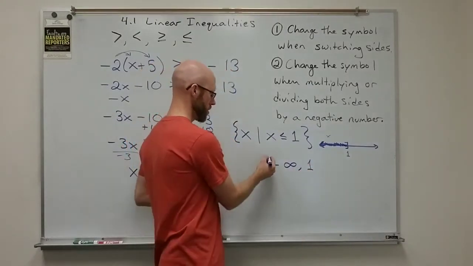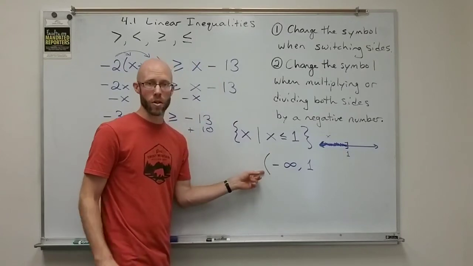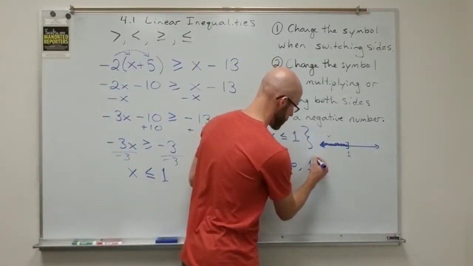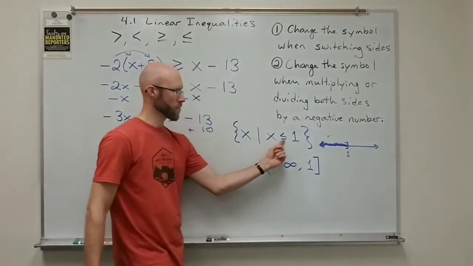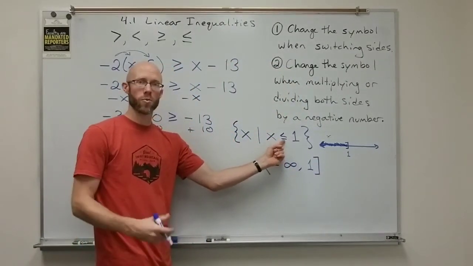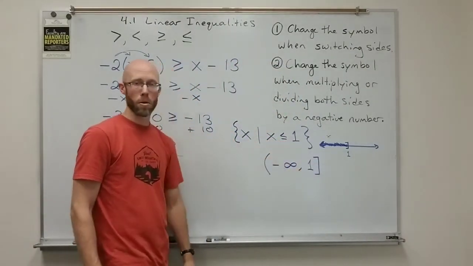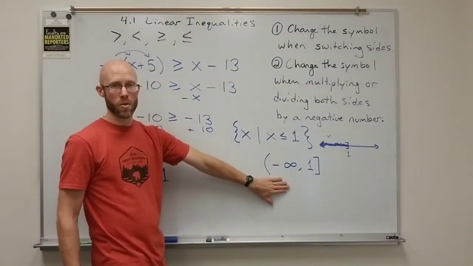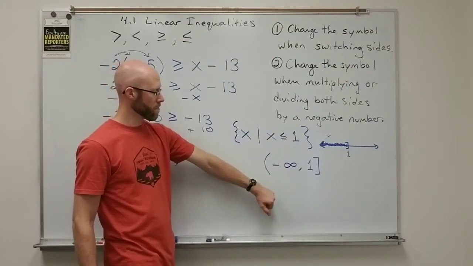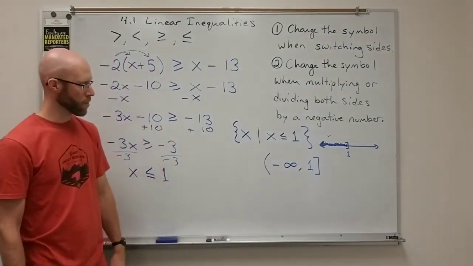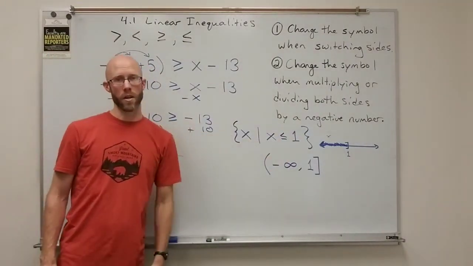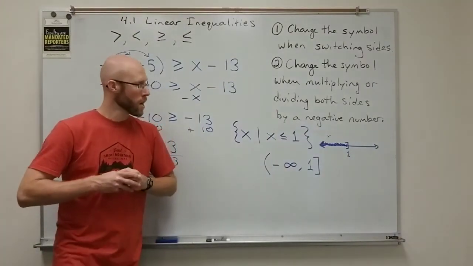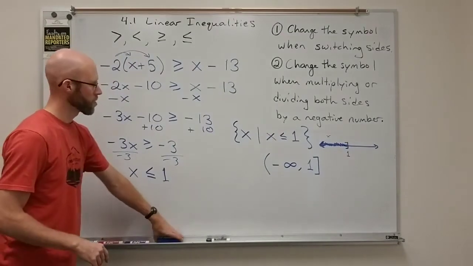On the left, the negative infinity is never included, so I leave a parenthesis there, but the 1 is included because of the equal sign here. We want to include that endpoint, and so I put a bracket on the 1. This interval is, I believe, what my math lab is going to accept, and so that's probably what we'll stick with, but I want to show you all of the different forms that a solution could take. Okay, let's try another example here.